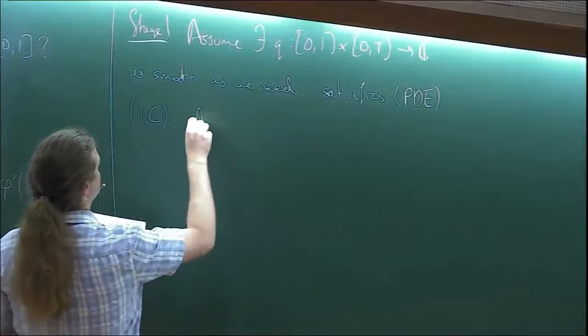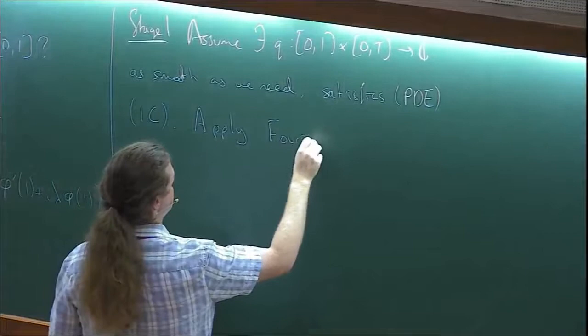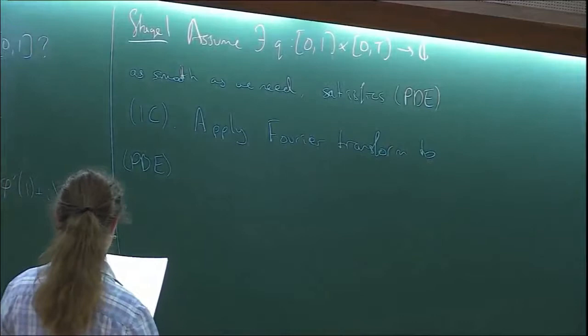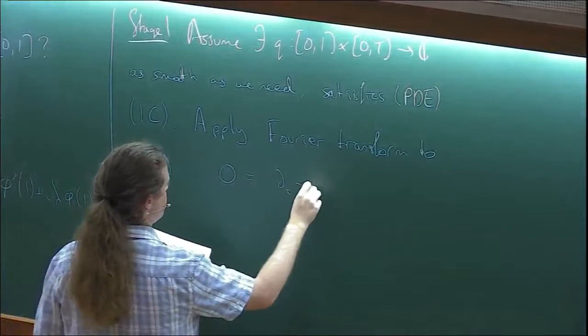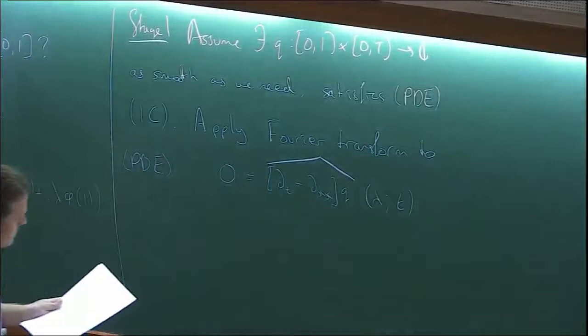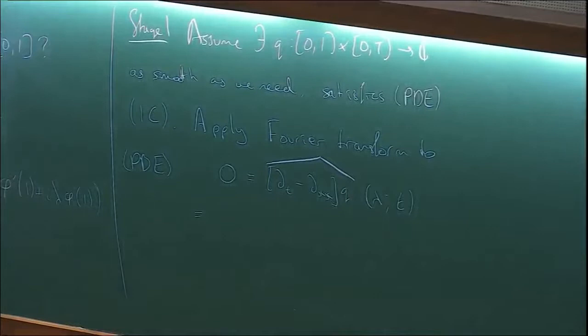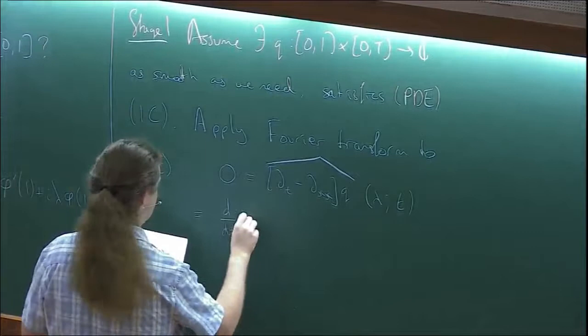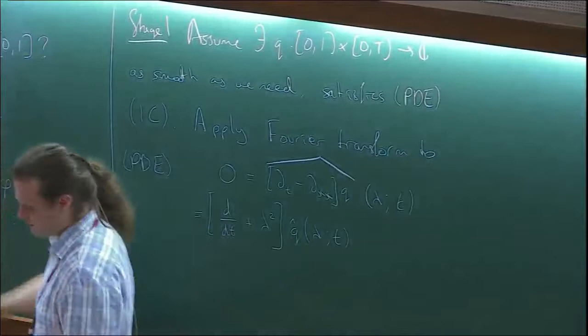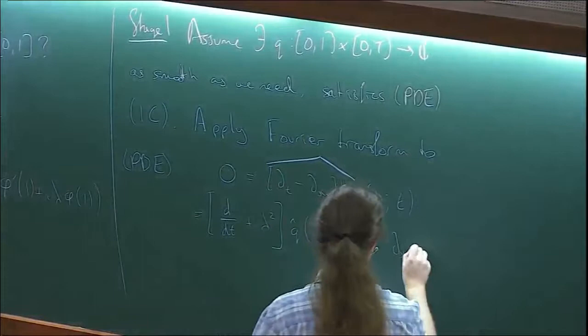Okay. So if we make that assumption and then apply the Fourier transform to the PDE, what do we get? So we get 0 is this, which after a little bit of work and using this information, we get that this is d/dt plus lambda squared applied to q hat. The lambda squared is coming from here. Plus a bunch of other terms.